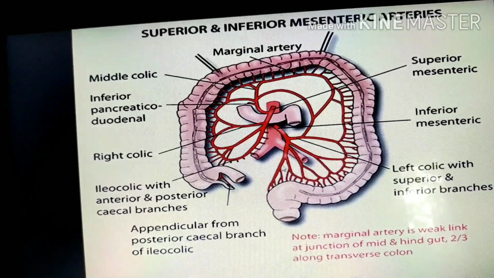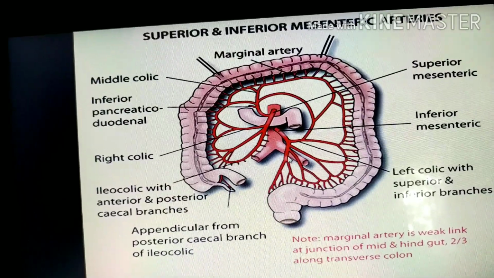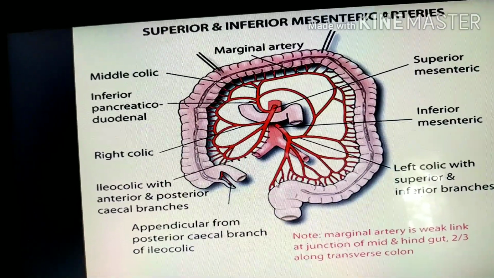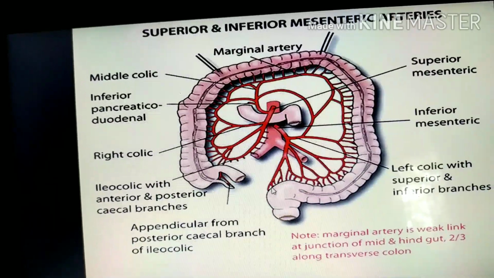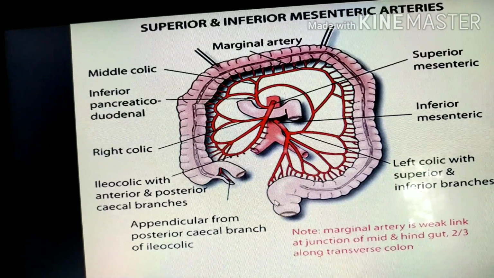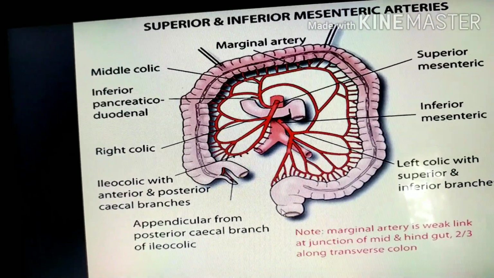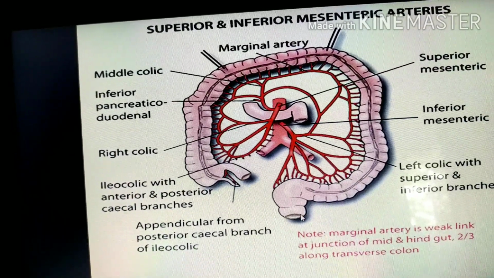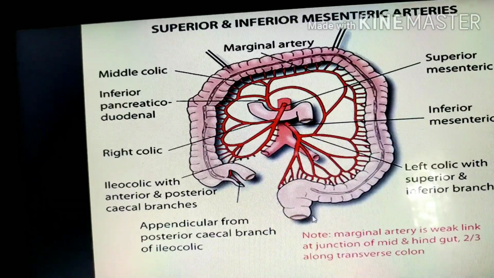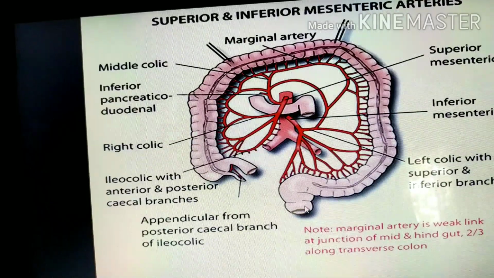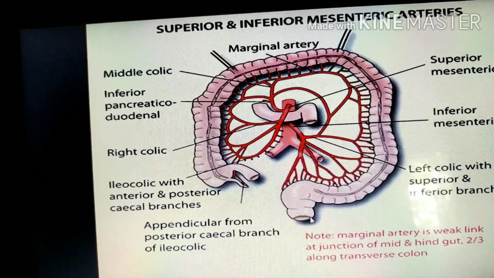Now this is superior rectal artery, which is a continuation of the inferior mesenteric artery. It runs in the sigmoid mesocolon and passes in a downward direction and reaches up to the third sacral vertebra. At this level, it divides into the right and left branches, which pass by the side of the rectum, forming a loop, which supplies the rectum and the upper part of the anal canal.